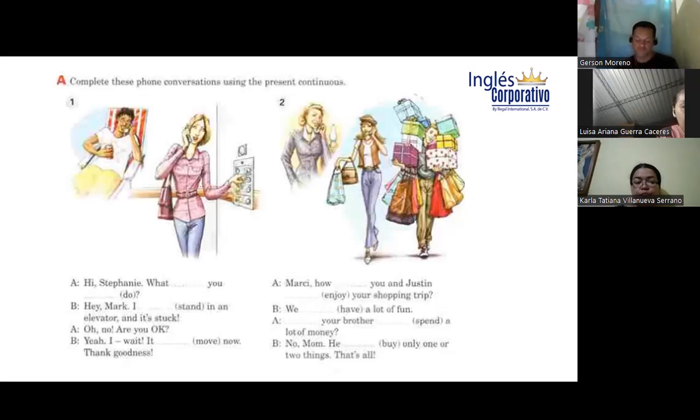No, mom. He's buying only one or two things. That's all. Are you saying that in English? That's all. He is buying only one or two things. That's all. But look at the context.